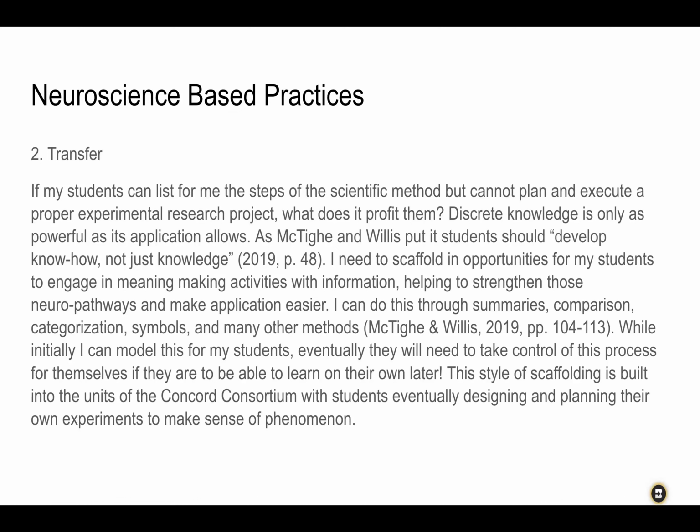I need to scaffold in opportunities for my students to engage in meaning-making activities with information, helping to strengthen those neural pathways and make application easier. I can do this through the use of summaries and comparisons, categorization, symbols, models, lots of other methods. While initially I can model this for my students, eventually they're going to need to take control of this process for themselves if they're going to be able to learn on their own later. This style of scaffolding is built into the units of the Concord Consortium, with students eventually designing and planning their own experiments to make sense of phenomenon.